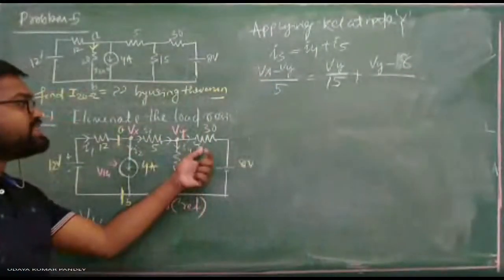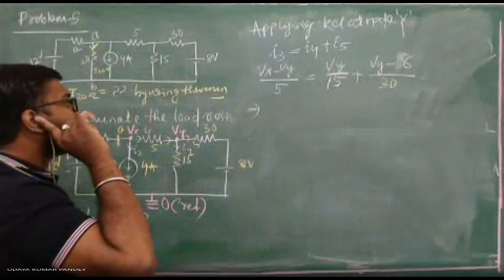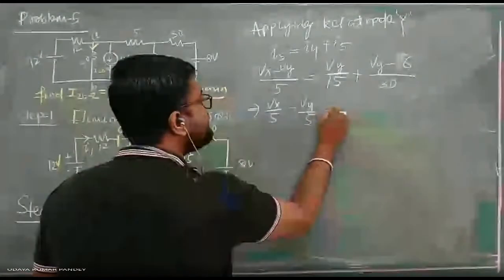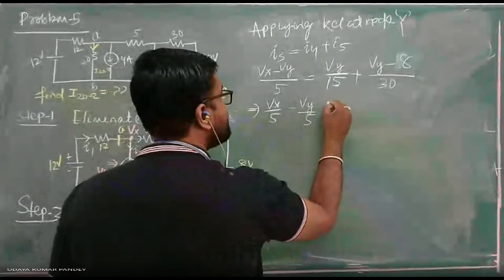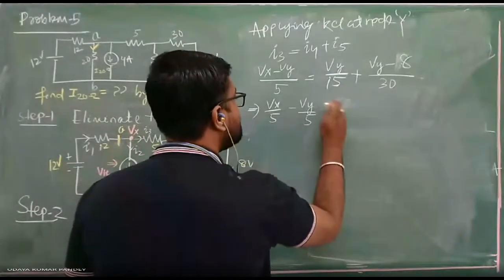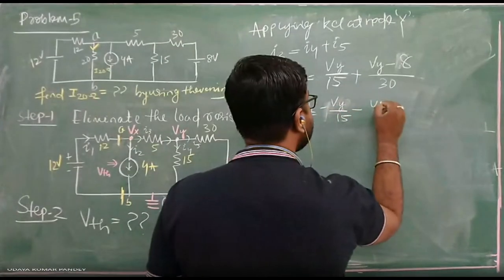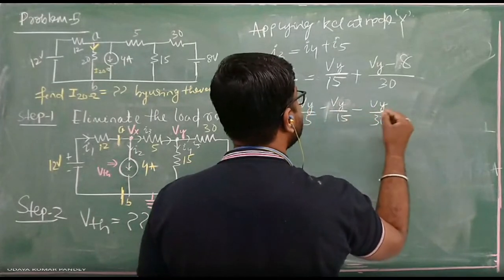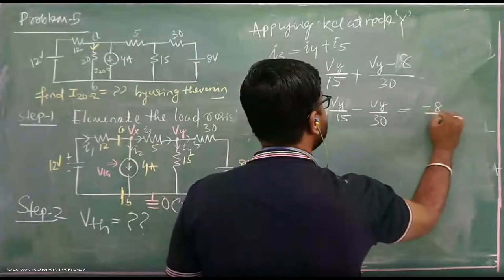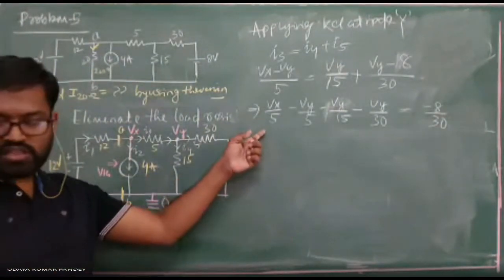divided by your resistance, which is 30, and then again calculate the equation: Vx by 5 minus Vy by 5 equal to, or you can write down here, plus, minus Vy by 15 then minus Vy by 30 equal to -8 by 30. This will be the equation, is everyone getting this?